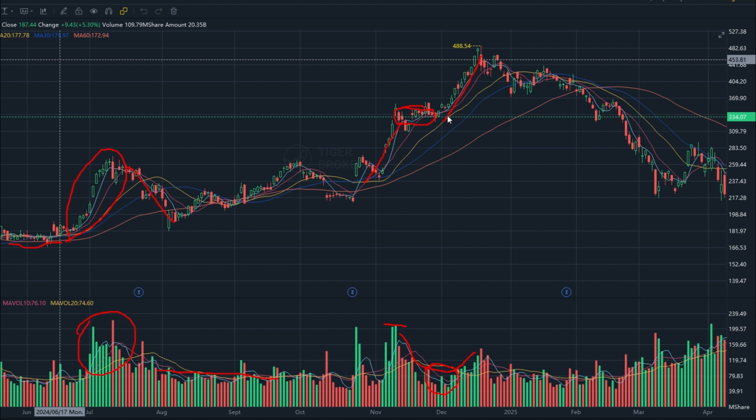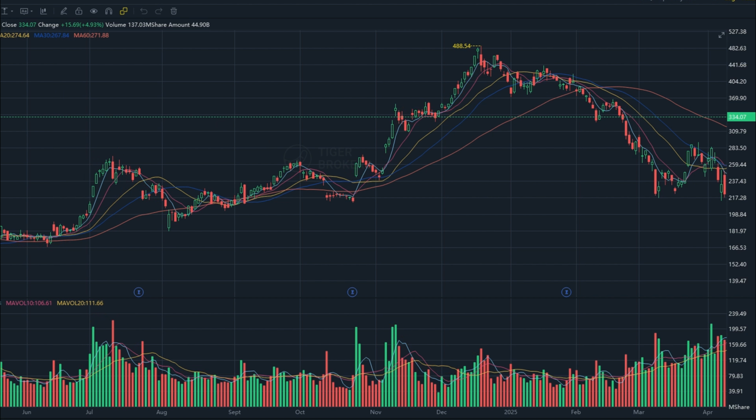That's when we want to be ready to enter on the next breakout and capture the strong upside that follows. Now, the third point, when price breaks above or below a key resistance or support level, it must be confirmed by a surge in volume. What does that mean? Let's take a look at this chart.